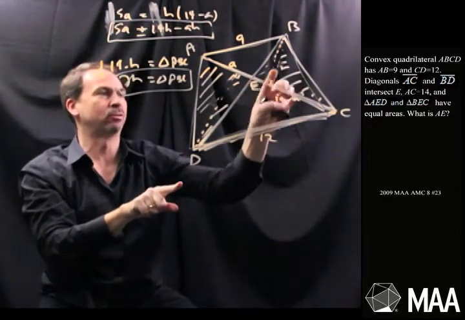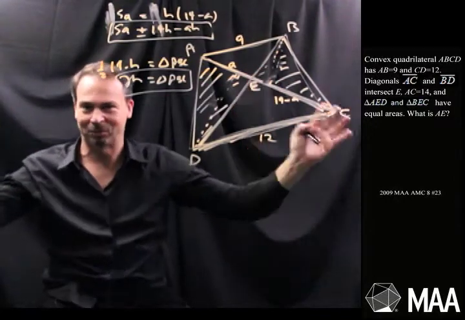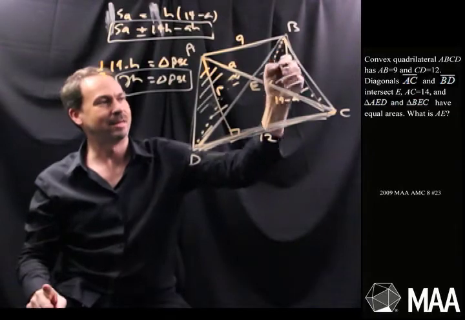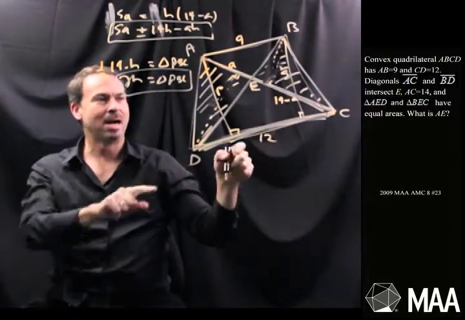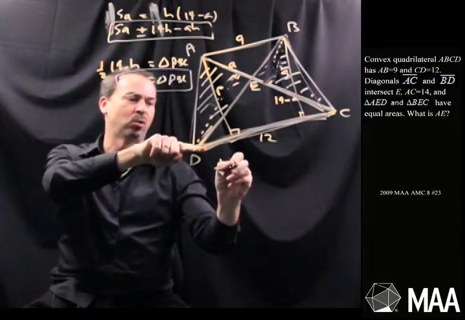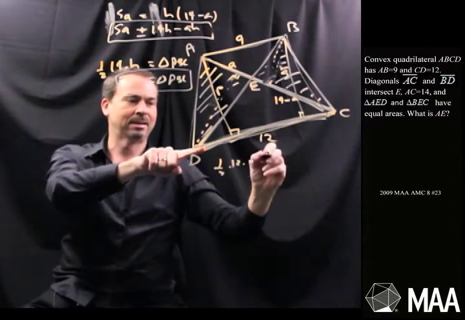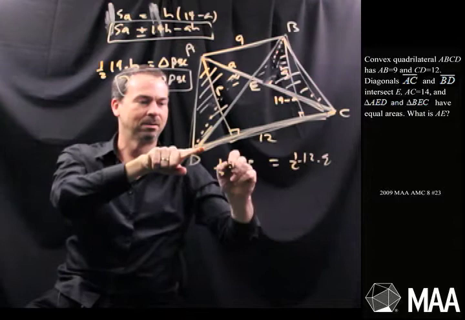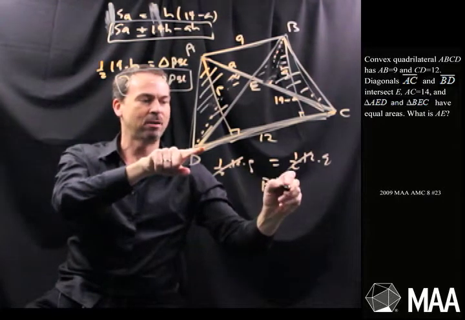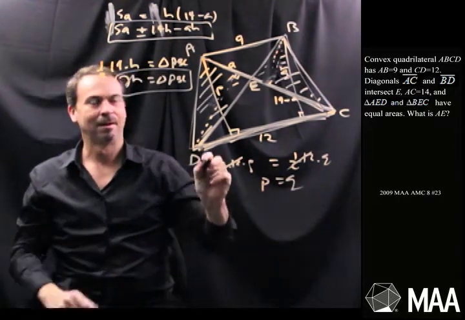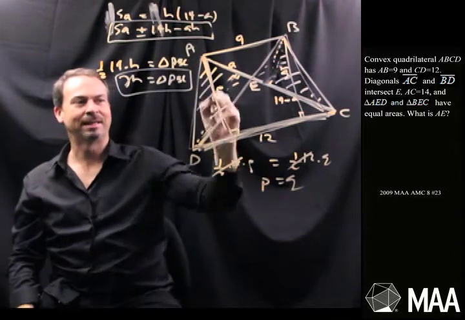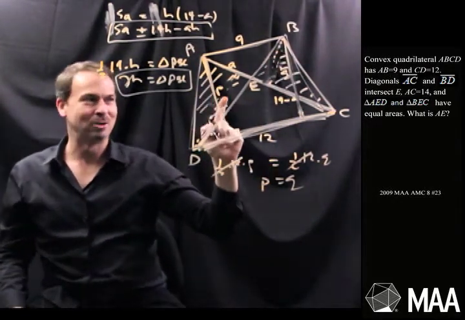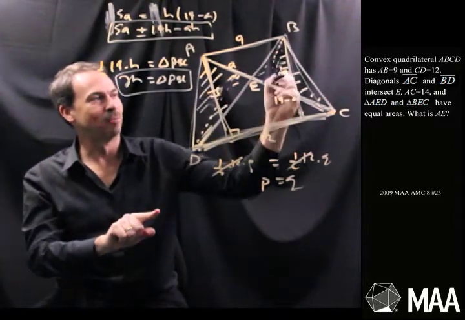So obviously I'm floundering in this question, just doing something. Strategy number 2, do something. Here's a height, I'll call it P. Here's a height, I'll call it Q. I know that half 12 times P is the same area as half 12 times Q. Oh, P equals Q. P equals Q. That is feeling significant to me. This length equals that length.